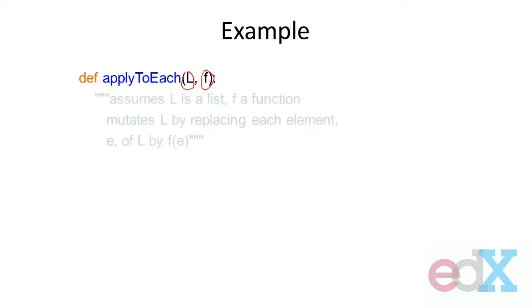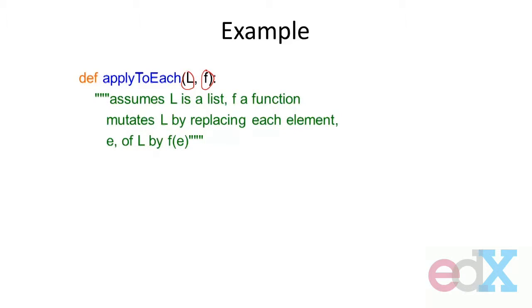Let's see if we can make a little bit more sense out of this by looking at an example. I'm going to write a little procedure here called apply to each. It takes two arguments, a list, L, and a parameter whose name I'm going to call F. And I'm going to assume that L is a list and that F is a function. And what I want apply to each to do is to walk through the list, mutating each element in turn by replacing it by what happens when we call the function F on that element.